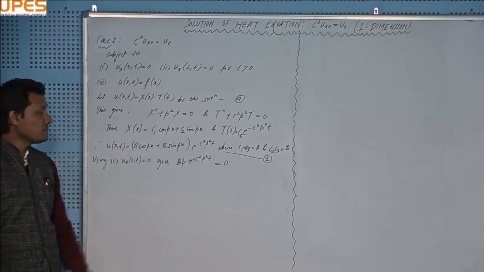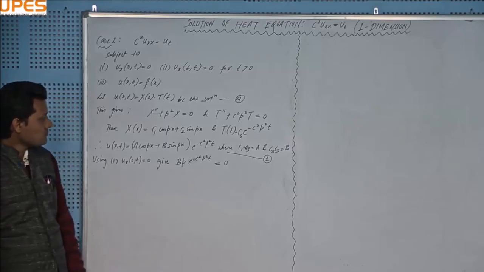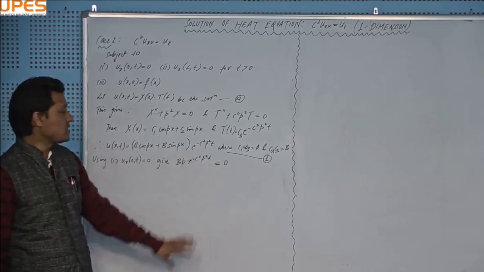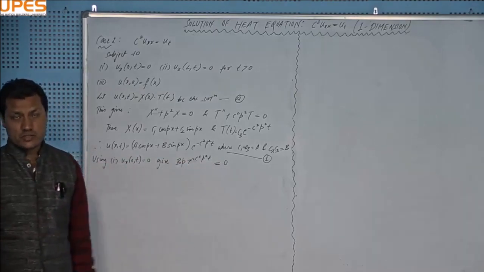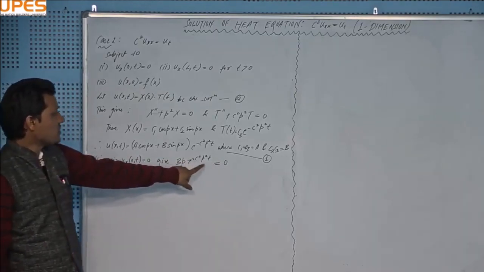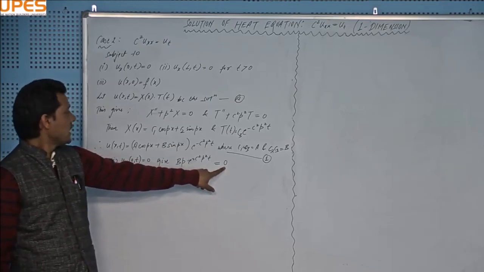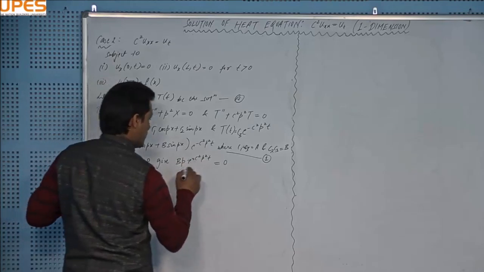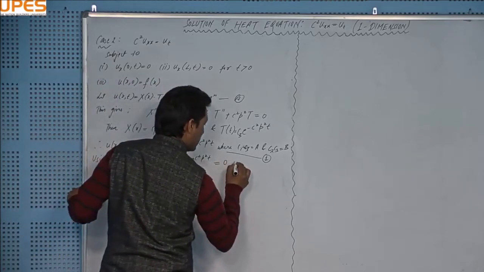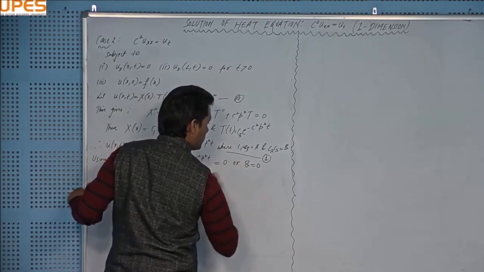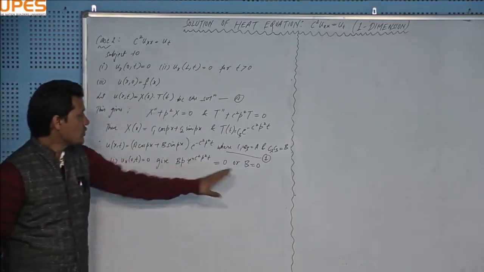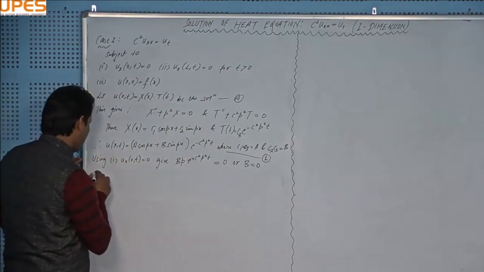I have written it directly, and now you can see that either B will be 0, p will be 0, or this exponential function 0, but this can never be 0 being an exponential function. So you have to take this capital B equal to 0, right? So B is equal to 0. Then plugging B equal to 0 in my equation number 1.